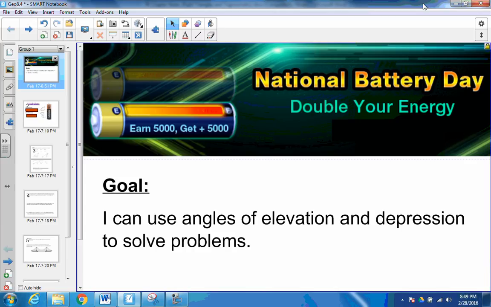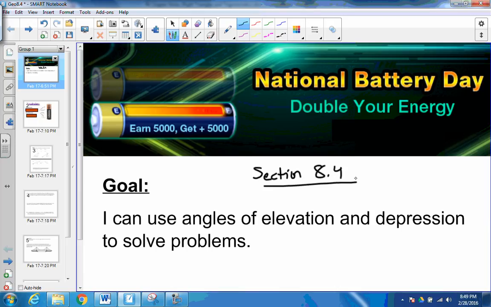So we're in section 8.4, and this section is all about angles of elevation and angles of depression. So I'll write this on here. Section 8.4, if you're following along with the sections of the book. I can use angles of elevation and depression to solve problems. So these angles that we're talking about. This is just continuing in our study of trigonometry.